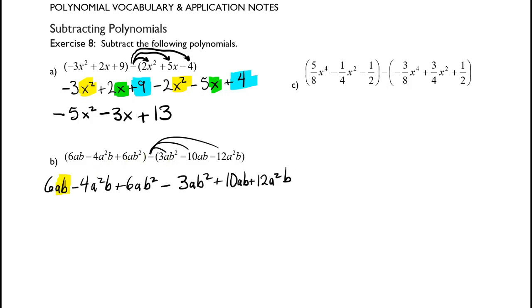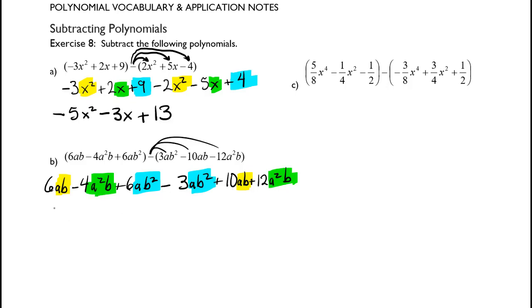I have a 6ab and a 10ab. I have a negative 4a squared b and a 12a squared b. And I have a 6ab squared and a minus 3ab squared. Now that I've highlighted them, I can combine like terms.